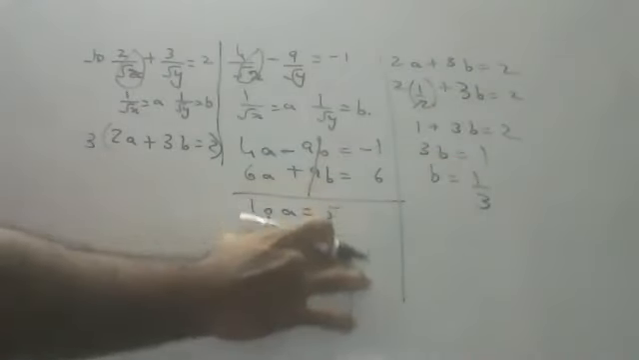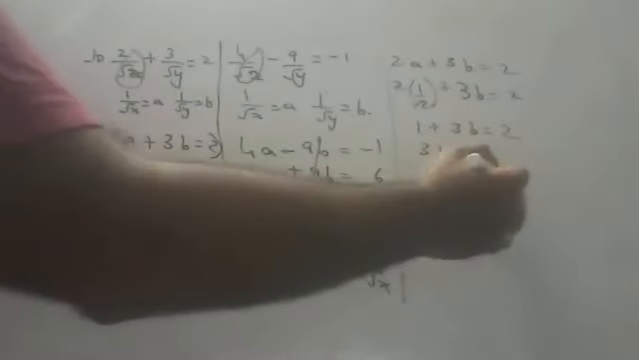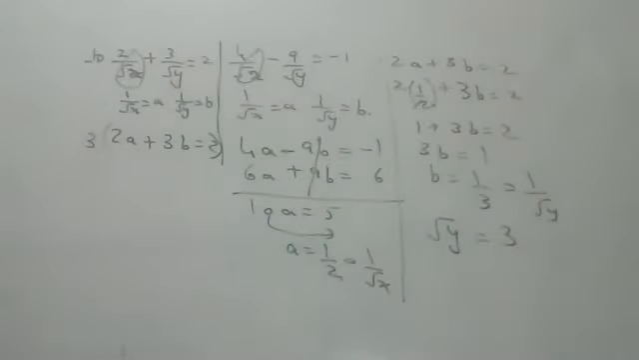Okay? Now you say, a means what? 1 by root x. B means what? 1 by root y. Root y is equal to 3. What is y now? Anyone? What is y? What is y, children? Anyone? Many people do the same mistake, children. Anyone? What is y?